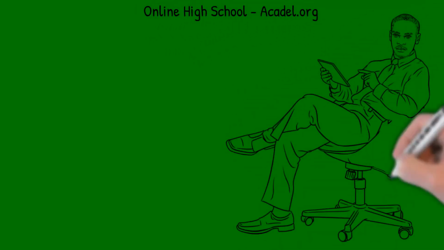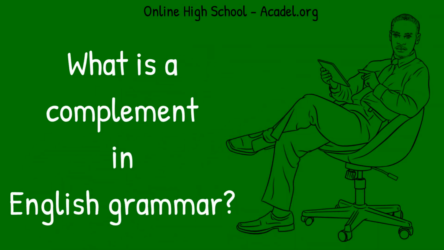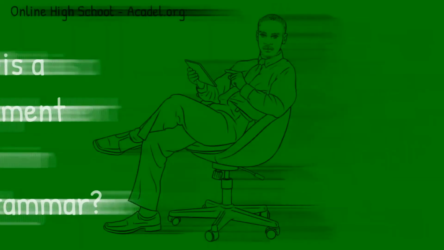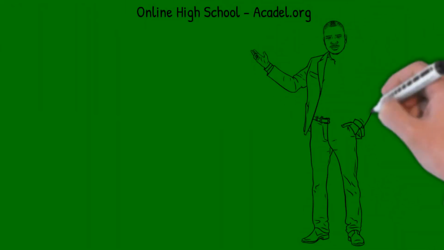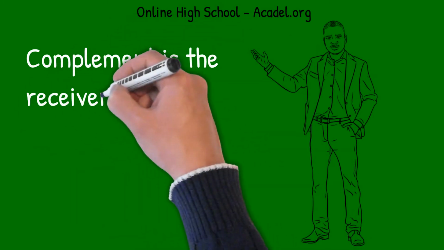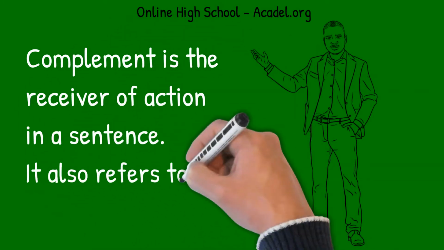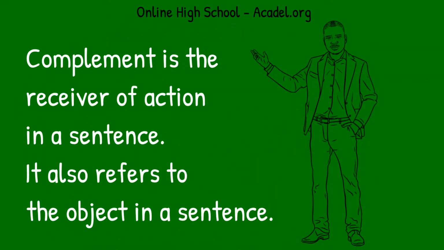What is a complement in English grammar? A complement is the receiver of action in a sentence. It also refers to the object in a sentence.